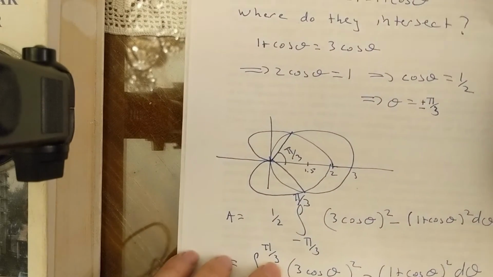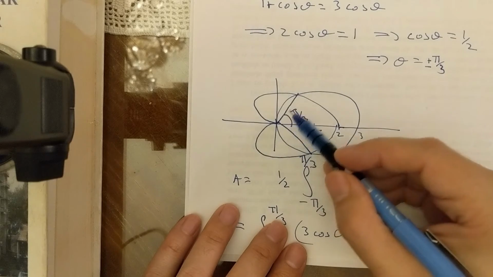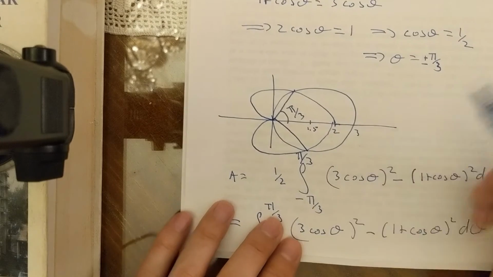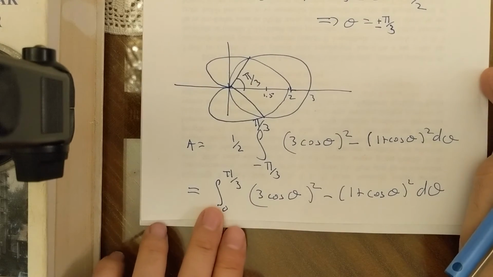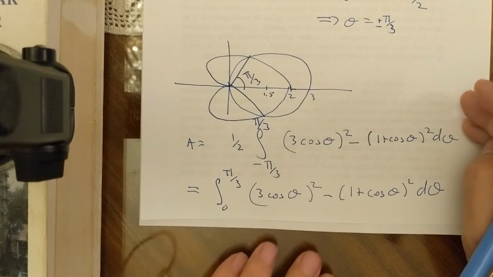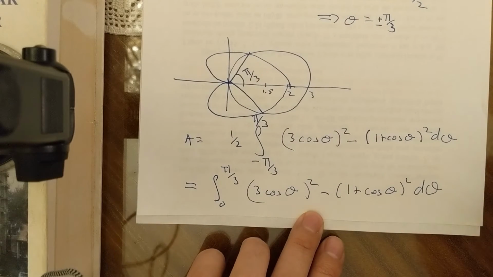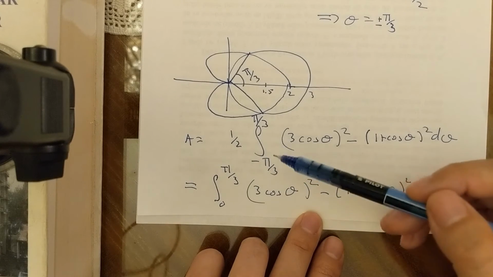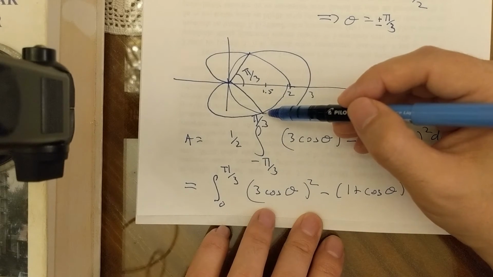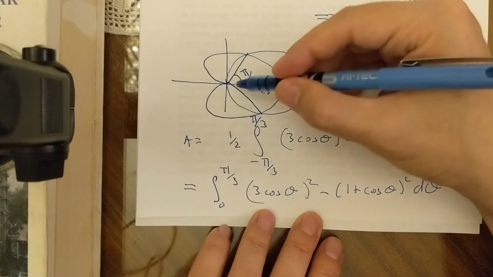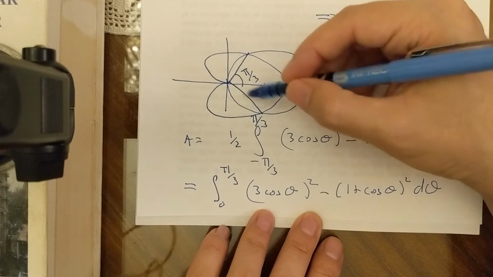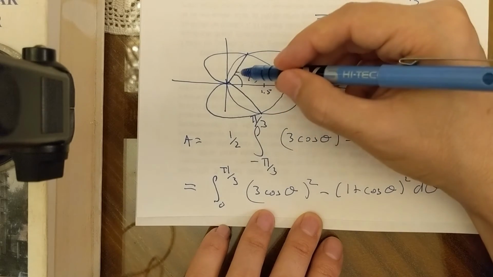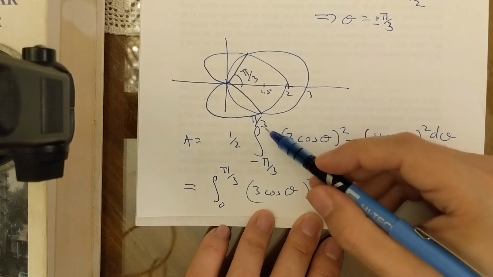Okay, so here is the picture redrawn. Where they intersect is at pi over 3 and minus pi over 3. For this problem, we're just going to set up the integral. I'll let you finish it up on your own if you want. What's going to happen here is we have the standard 1/2, and the rays that we're interested in start from where they intersect, which is minus pi over 3 radians, and go all the way up to pi over 3 radians.